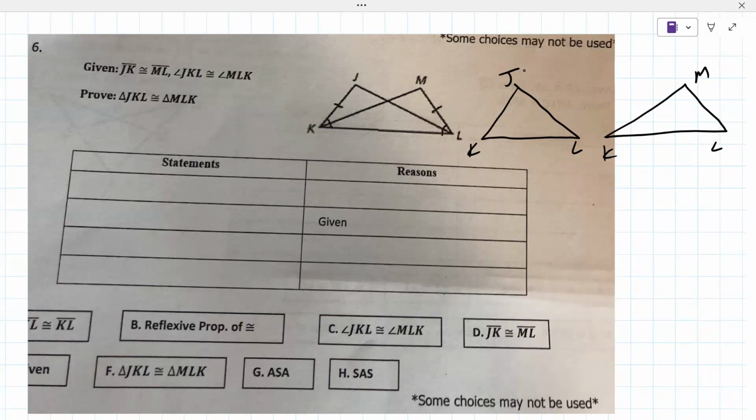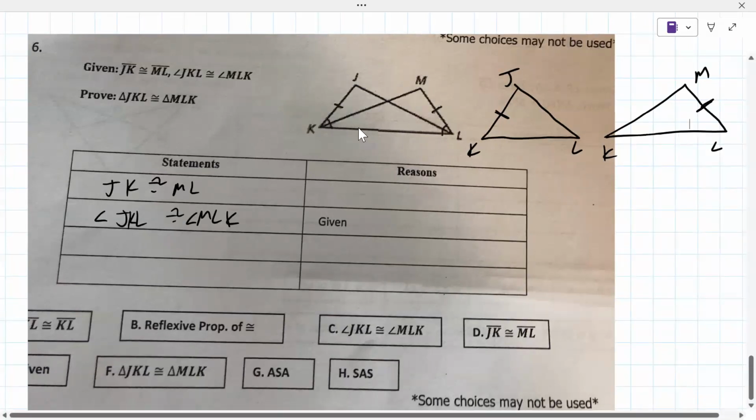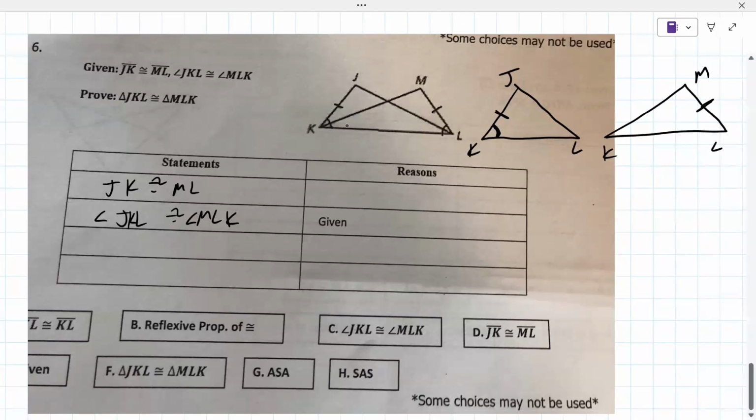What goes in the first? Given. Yes, so JK congruent to ML, and then angle JKL congruent to MLK. Could you appropriately label, well, they've actually already done it for you, so that angle is congruent to that angle.